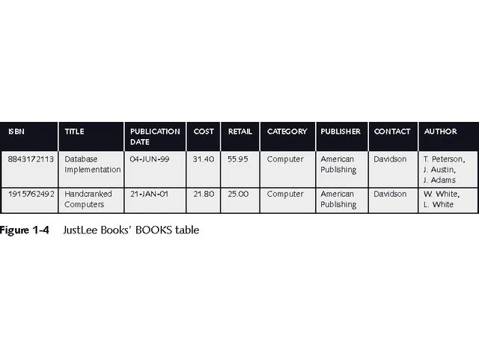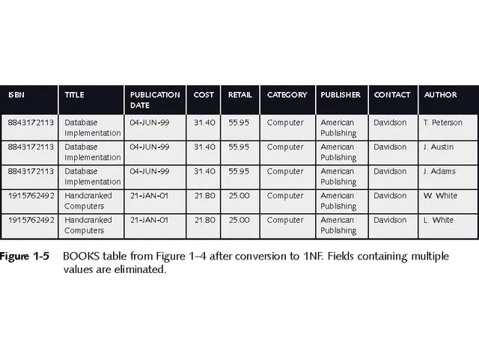You're supposed to have one value per row, but you have multiple author names in a row. So that means you have to normalize. First, you have to go through 1NF. Let's look at the next figure, 1-5. You can see the books table from figure 1-4 after conversion to first normal form.